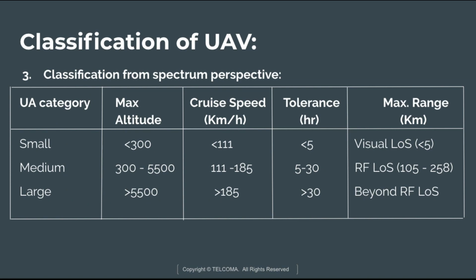Next is classification from the spectrum perspective. ITU classifies UAS into the following three categories based upon the spectrum perspective: small, medium, and large.